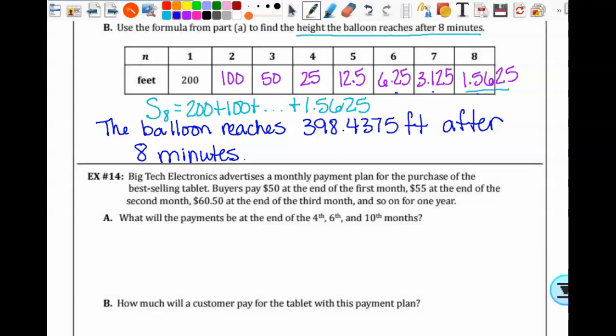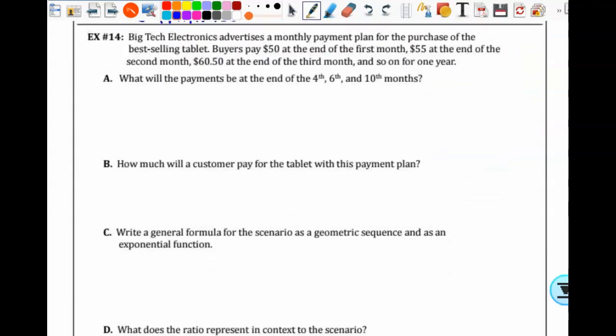All right. So then we have this: Big Tech Electronics advertises a monthly payment plan for the purchase of the best-selling tablet. Buyers pay $50 at the end of the first month, $55 at the end of the second month, $60.50 at the end of the third month, and so on for 1 year. And what will these payments be by the end of the 4th, 6th, and 10th months? All right, so that means that G sub 1 is what? 50. G sub 2 is 55. And G sub 3 is 60.50, right? That's what they're giving us from the question.